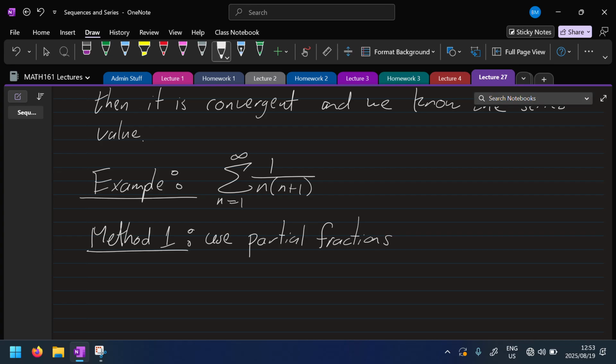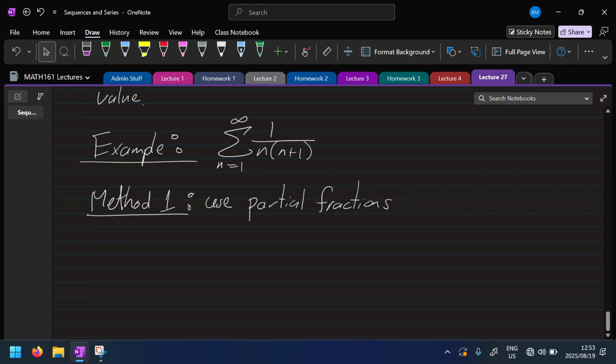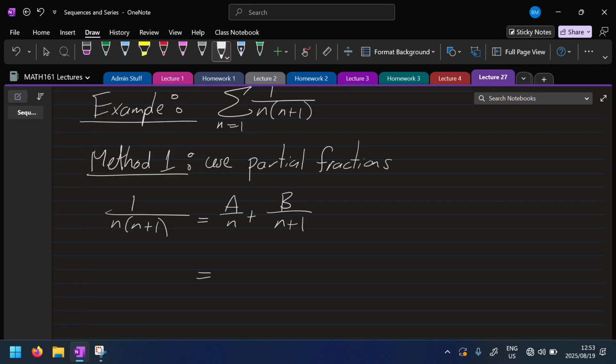Yep, and then we'll go through the other ones. Okay, so we're going to use partial fractions on this. So we have 1 over n(n+1) is some A over n and some B over n plus 1. Right, we can split it up. I won't go through all the working. You know how to do all of that. That's going to be 1 over n minus 1 over n plus 1. Okay, you all know how to do the partial fractions.